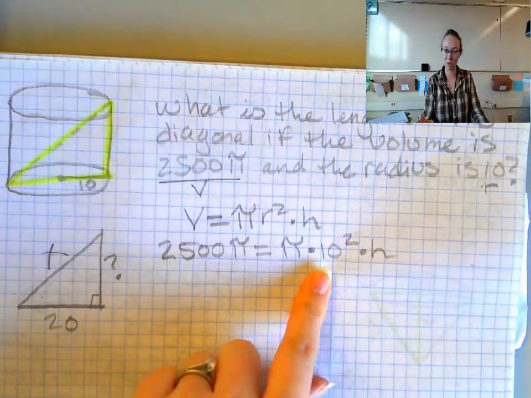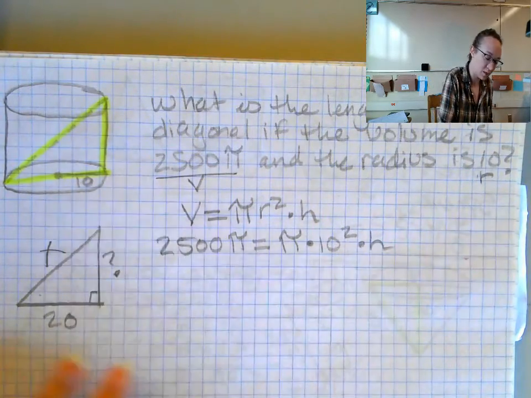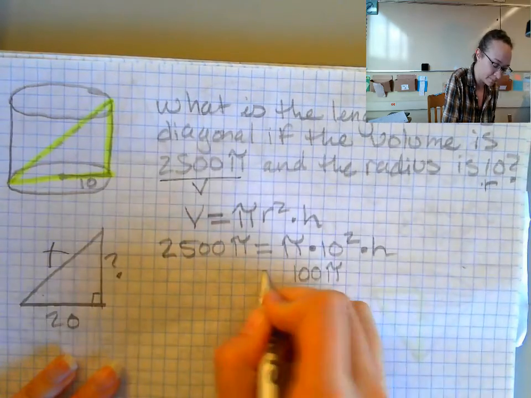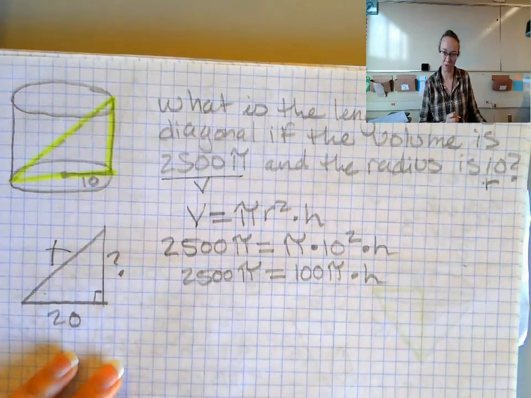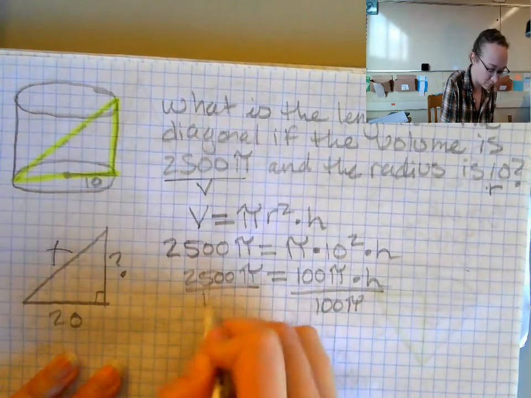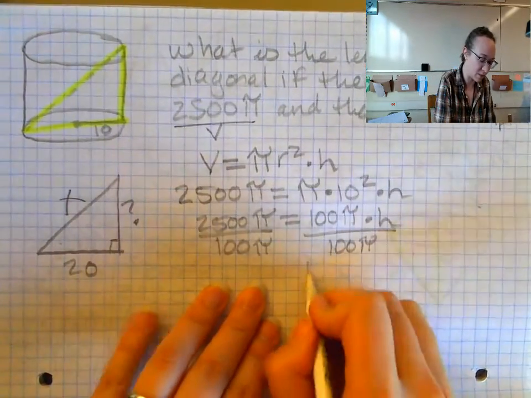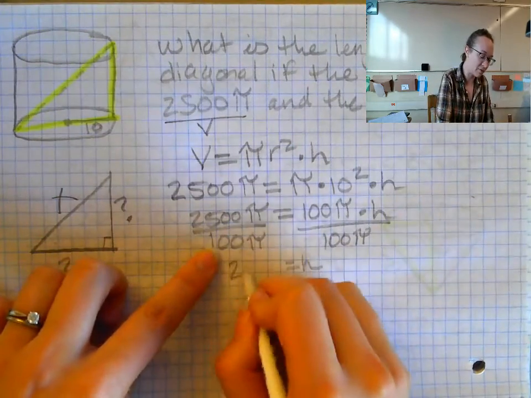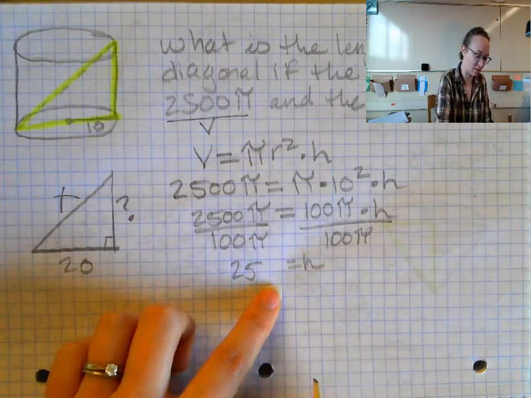And hey, look, I've got an equation with one unknown. I can solve for that one thing that I don't know. So pi times 10 squared is 100 pi times h, equals 2,500 pi. I'm going to divide by 100 pi because I want to get the h alone. And that leaves me with h equals 2,500 divided by 100, which gives me 25. And pi divided by pi is just a 1. So it's just 25 equals the height.